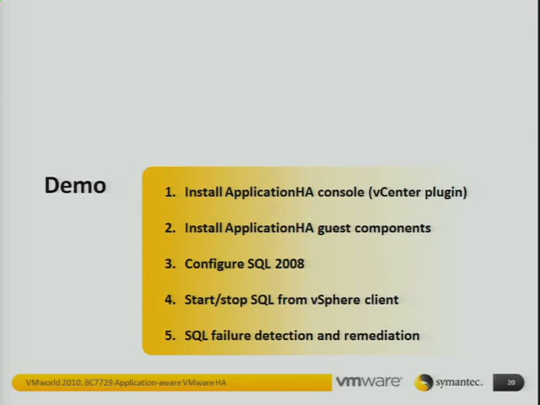All right, so 5 sub-demos. They're going to be real quick. They're pretty short. Like I said, it's actually pretty easy to set up, so it's not going to be very lengthy. First one is just installing the plugin or the application HA console, installing the application HA guest components, configuring SQL 2008, then doing some start-stop kind of ongoing operations on SQL, and then seeing how we do failure detection and recovery.